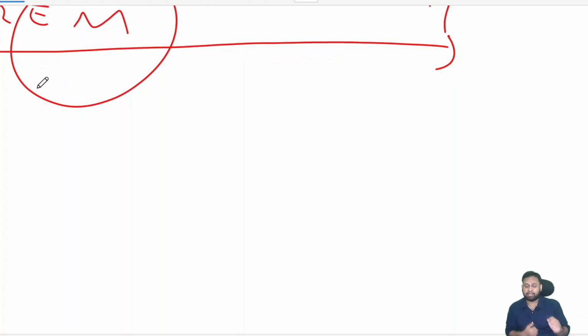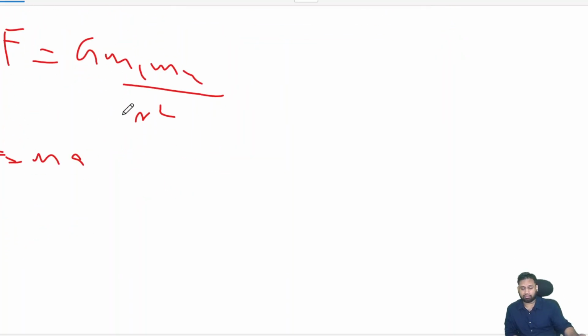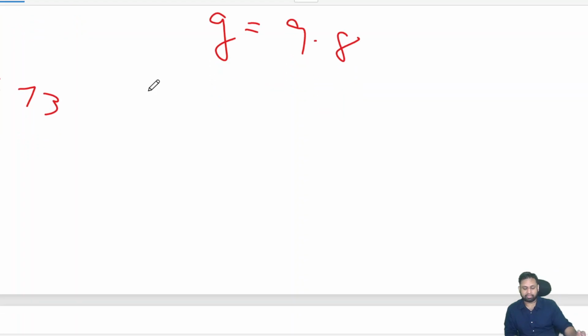They come up with concrete equations like Newton: F is equal to G m1 m2 by r square, F is equal to ma. Simply what we do in school: simple pendulum g is equal to 9.8, or refractive index is equal to 1.73, the area of a circle is pi r square. I'm just giving you some examples.